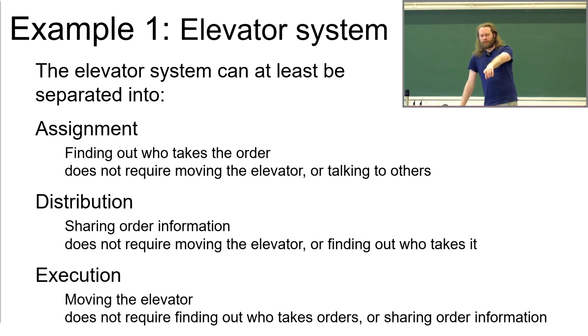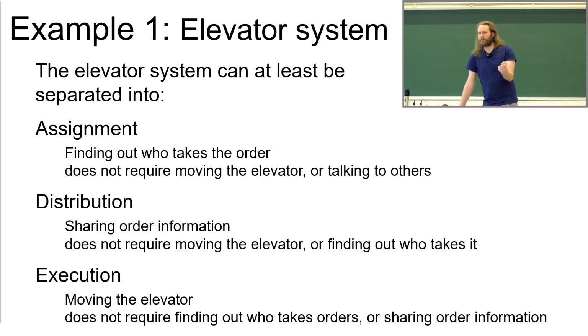The distribution side, sharing order information. So we know that an order exists. So let's say we find out first that an order exists, and then somebody else, somewhere down the line, figures out who's supposed to take it. But we first need to spread the order across the network. Do we need to assign it to spread the order across the network?